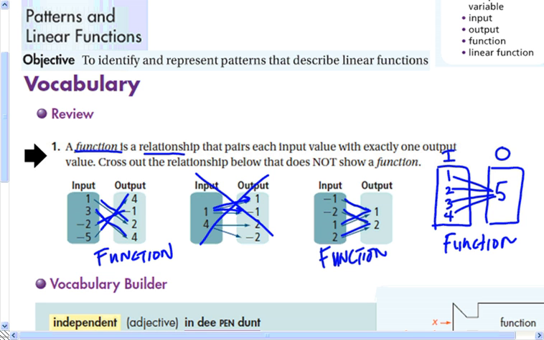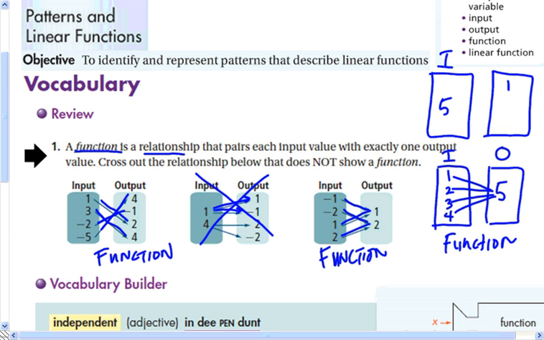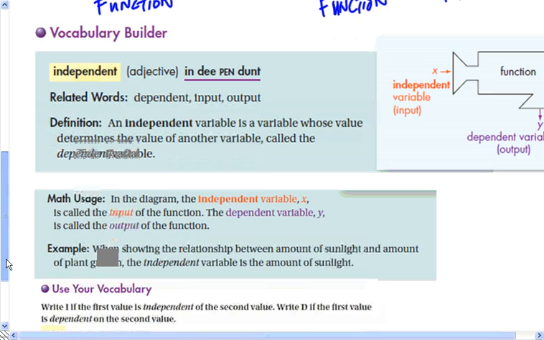But now if I add the opposite of that, let's say I had only 5 for my input, but for my output I had 4 different values. And this 5 is paired with each of these numbers as outputs. That is not a function, because 5 as an input is paired with more than one output. So to be a function, each input value can only have one output value.